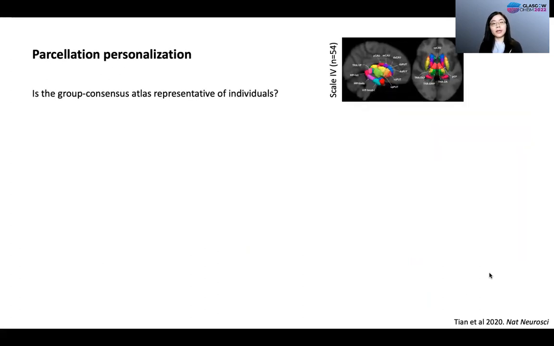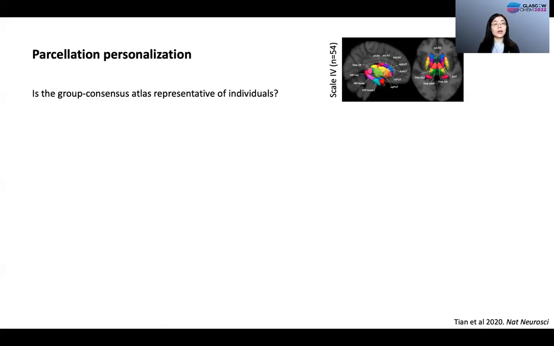The final step of validation I want to show is whether the group consensus atlas can represent individual connectivity architecture. This is of high practical importance, because in some occasions, if the group parcellation cannot represent the individual, then the individual specific atlas will be beneficial, and may result in improved treatment for targeted clinical practice, for example, brain stimulation.